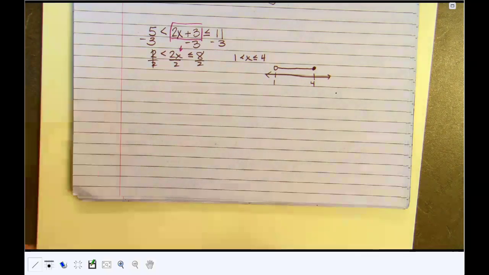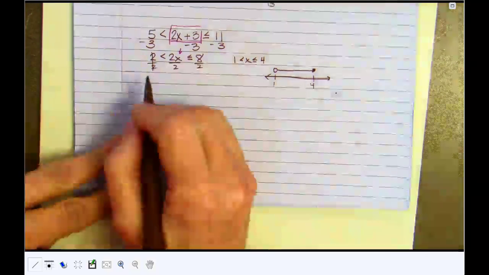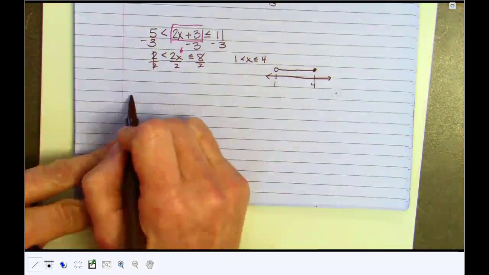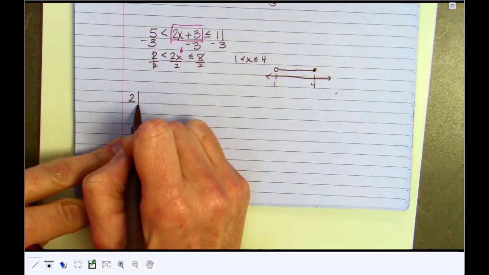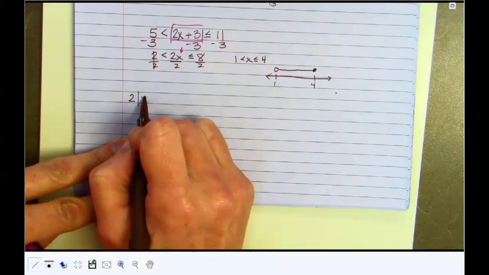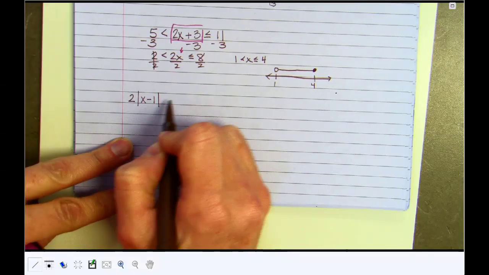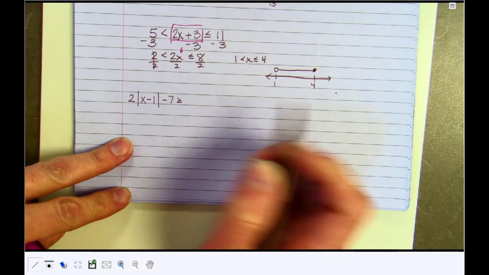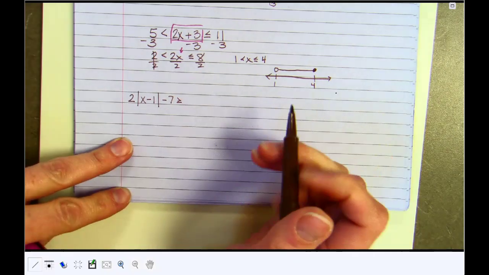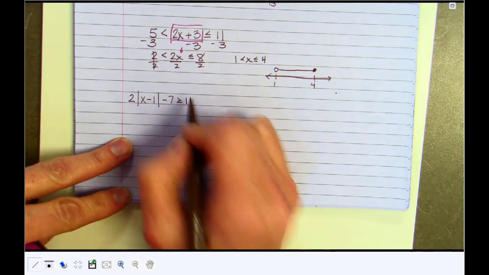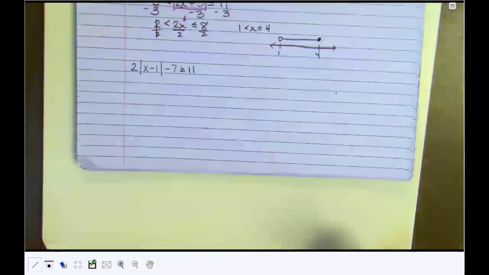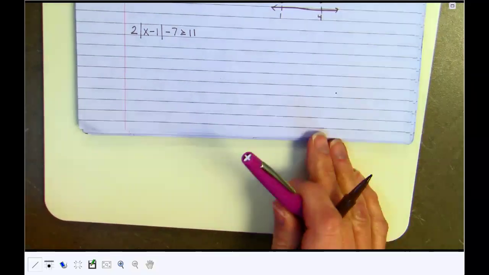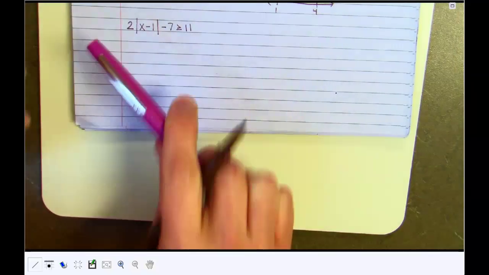Okay, last thing we need to talk about is solving absolute value inequalities. So let's say we have 2 absolute value x minus 1 minus 7 greater than or equal to 11. Okay, so I have this one, and then we'll do another example like this, but that's it.